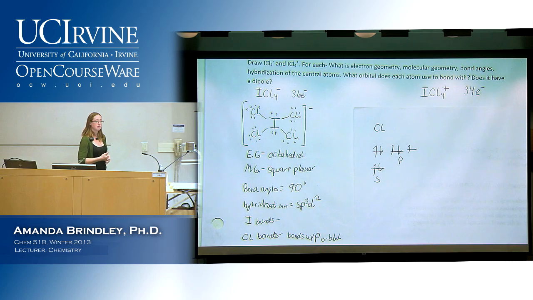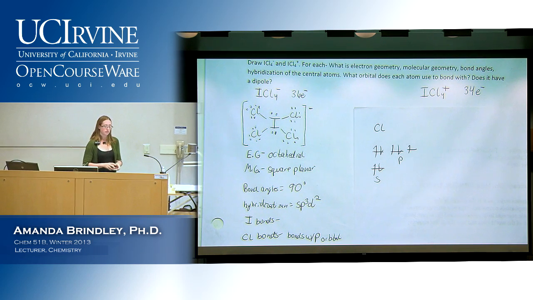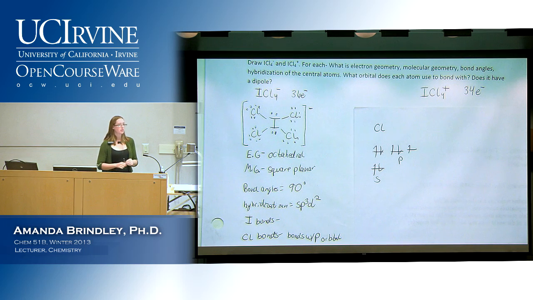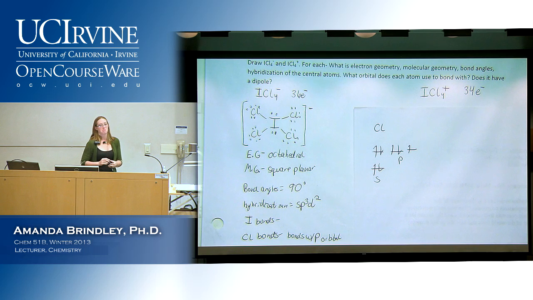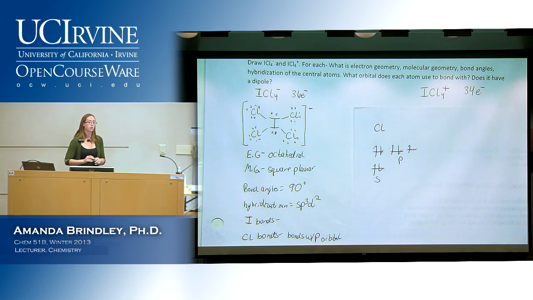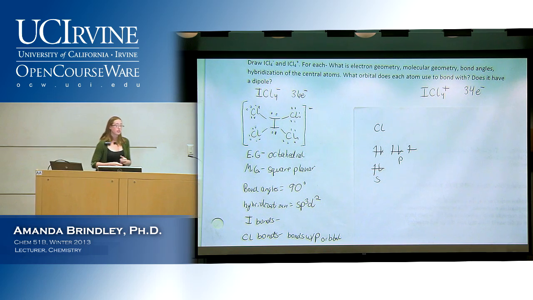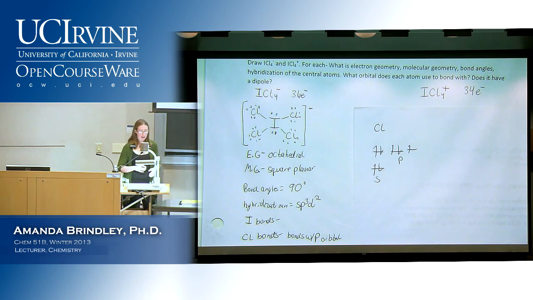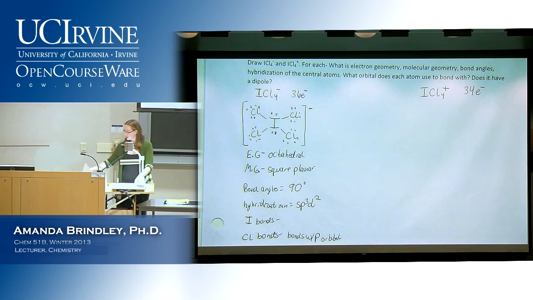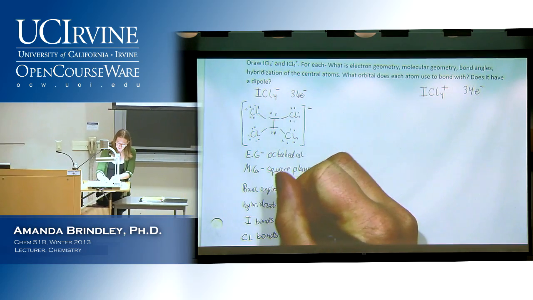So what is it going to use to bond with? First of all, do we really have any s or p orbitals left anymore? No, we've turned them into these hybrid orbitals. So what are we going to bond with? Our hybrid orbitals, right? We've made them to form those bonds and to put those lone pairs in. So iodine is going to go ahead and bond with its sp3d2 orbitals.